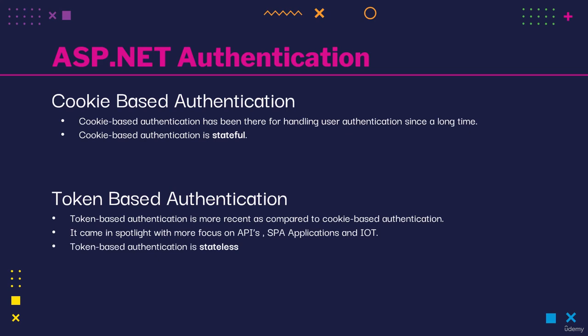Cookie-based authentication is typically used when you have a username and password in your website. An example of token-based authentication is when you have external login for authentication. As an example, many times you have seen in websites when you use Google or Facebook for login.